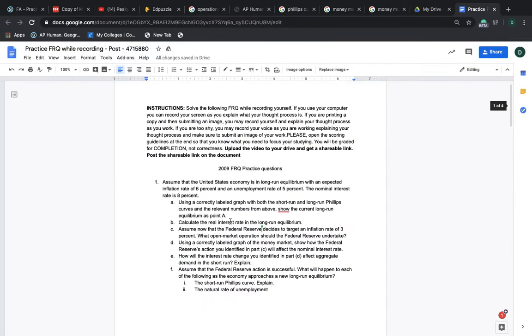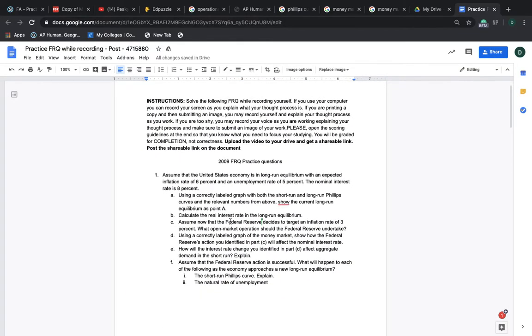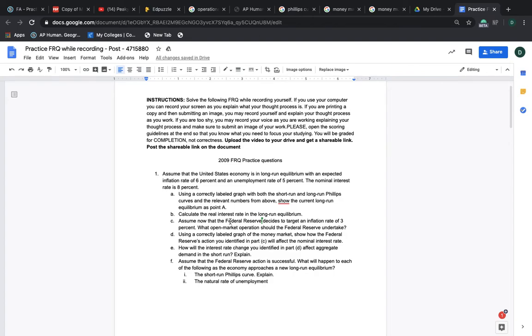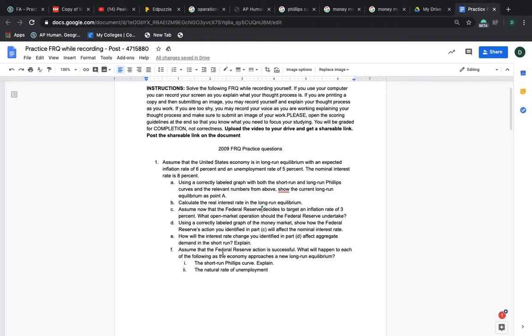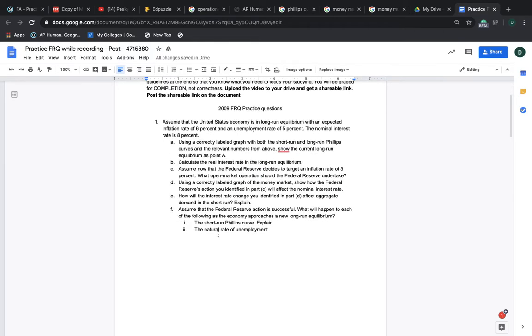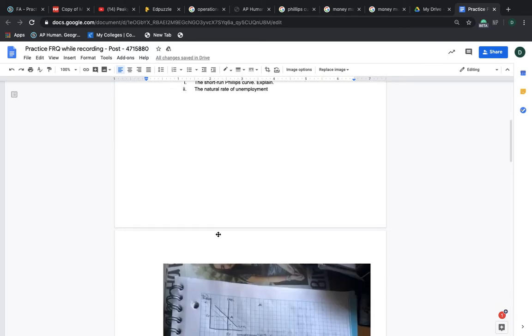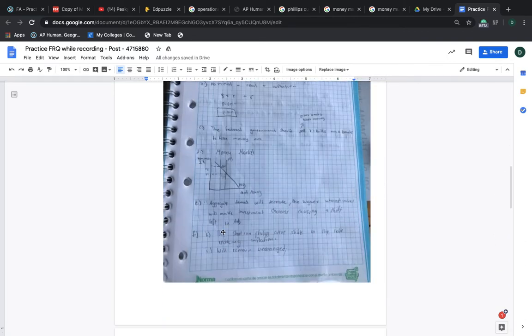For F1, it says assume the Federal Reserve action is successful. What will happen to each of the following as the economy approaches a new long-run equilibrium? So the first one is the short-run Phillips curve, and then explain. So the short-run Phillips curve will shift to the left because of reducing inflation.